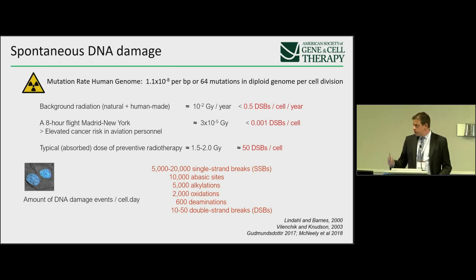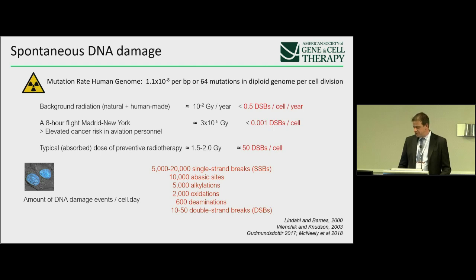Some of you come from Europe, so you were basically in the plane for 8 hours. That means you had more cosmic irradiation, which accounts for about one break in 1,000 cells. But it's not really that much if you think about radiotherapy, where you have about 50 double-strand breaks per cell if you get a typical dose of 1 to 2 gray. And just to put this in context, a lethal dose is about 3 to 8 gray, depending on the mortality rate you're looking for.